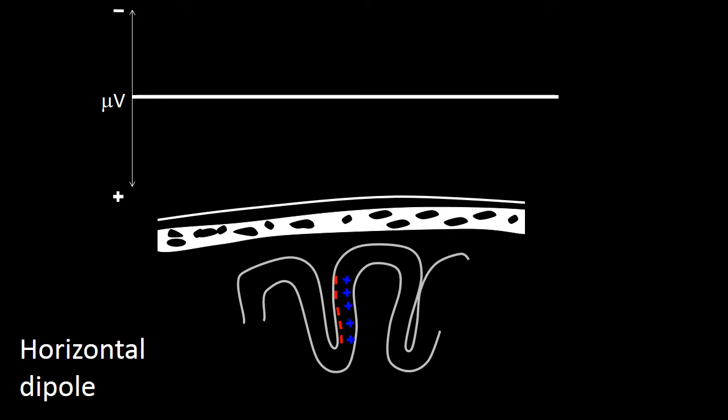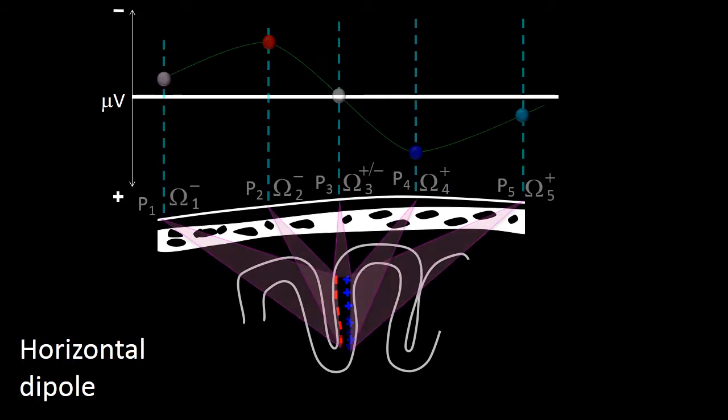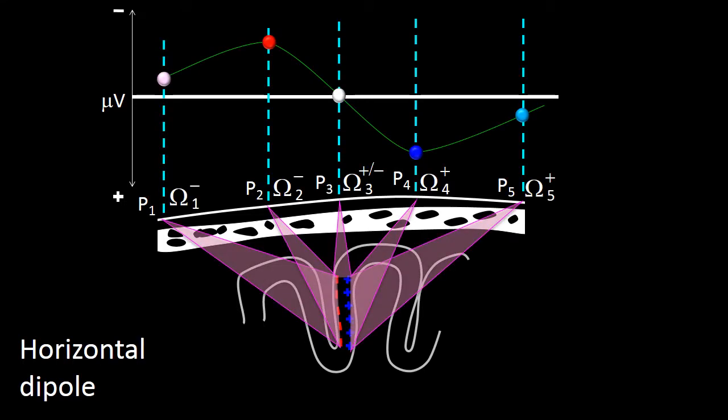A dipole at the wall of a gyrus is considered a horizontal dipole because its axis is parallel to the scalp. At least ideally, when the activated dipole is restricted to this area, the same principle applies as we have used before to develop an isopotential map.